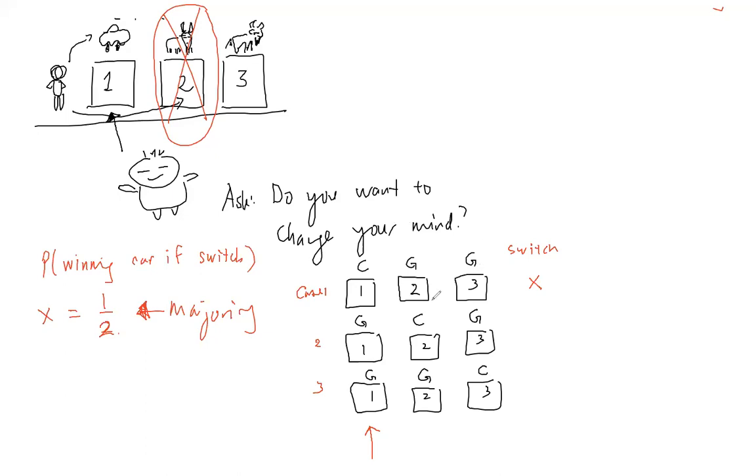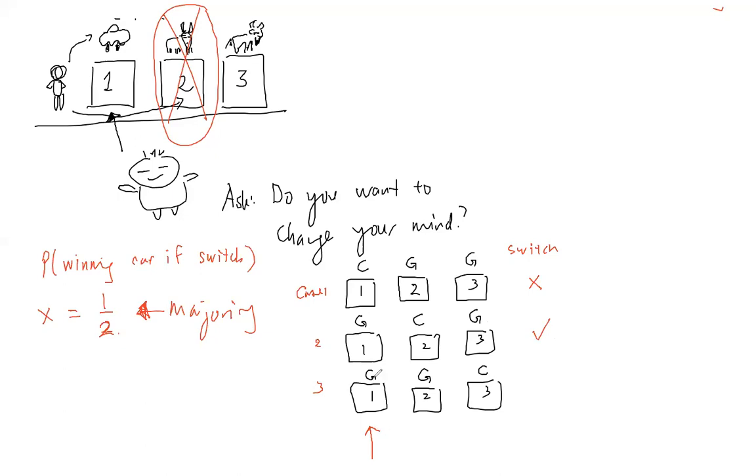So anyway, in the second case, you got a goat. The host has to show you a goat. So he'll show you this door. And if you switch, you will get it correct. You get a car. And the third case is the same.